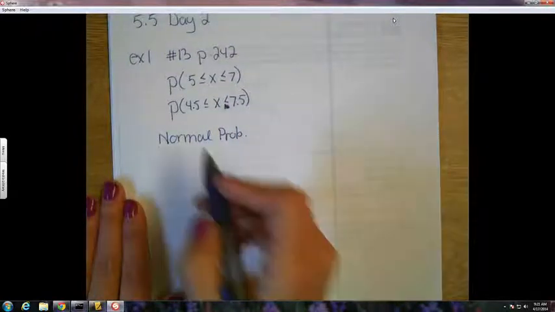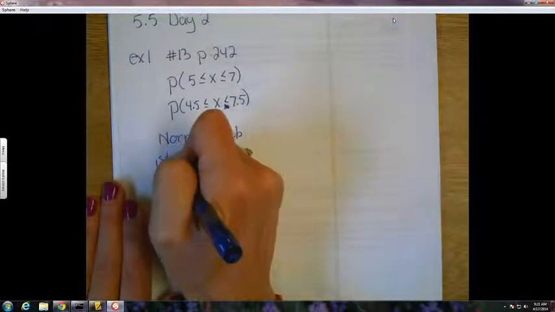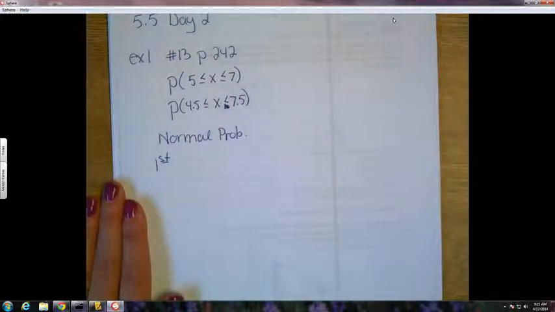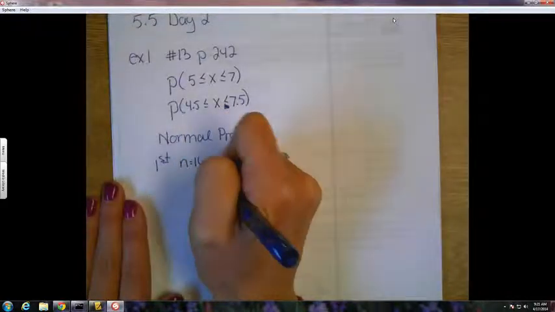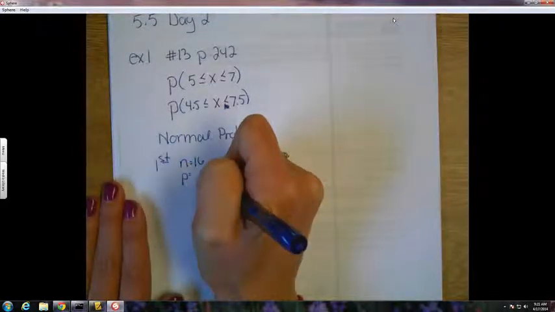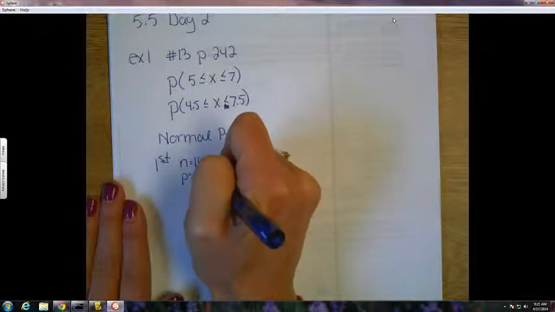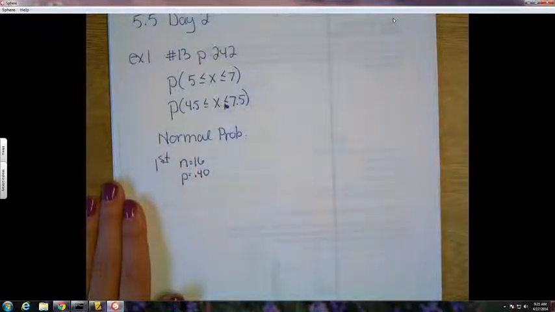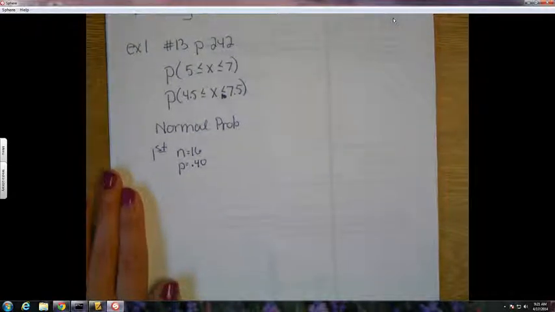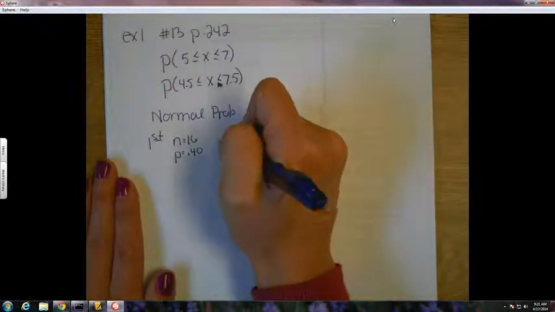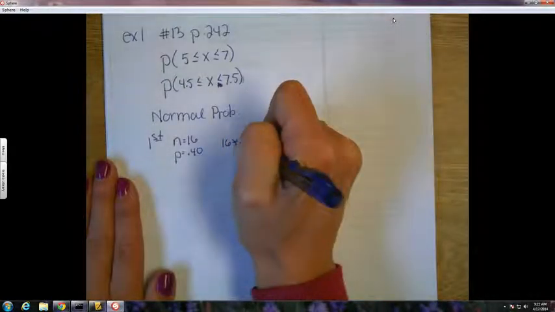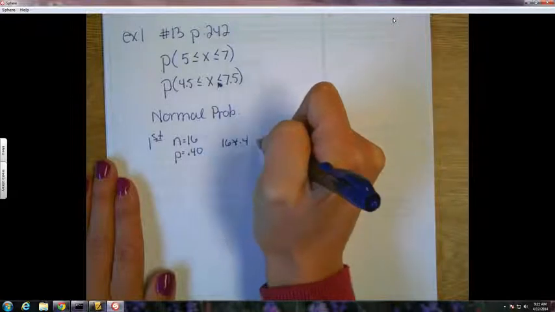Okay, the first step is to check to see that your sample size is big enough. And in here, I'll just tell you what the n was: 16, and the p was 40%. So what do I have to do for the check again from yesterday? See if you remember these steps without looking back. You had to multiply n times p. So that's 16 times 0.4. And what is that?